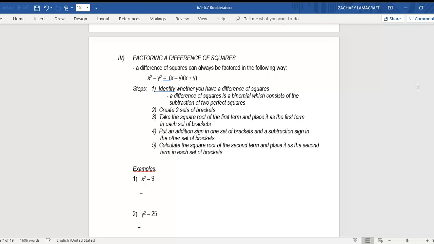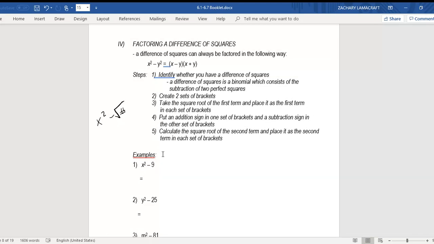So you're going to simply identify whether you have a difference of squares. If you see a letter, say x squared, minus a number, that's typically going to be your difference of squares if this number can be square rooted into something whole. So examples like we did at the top: 144 or 25 or 9 or 49 can all be square rooted to a whole number.